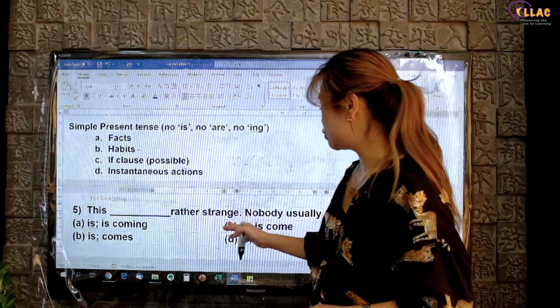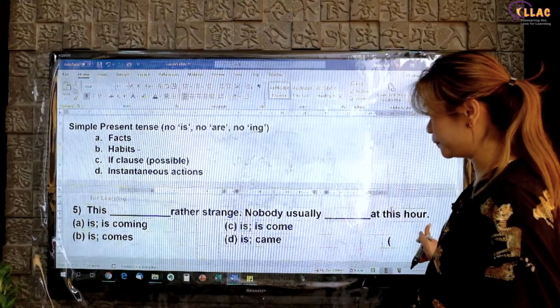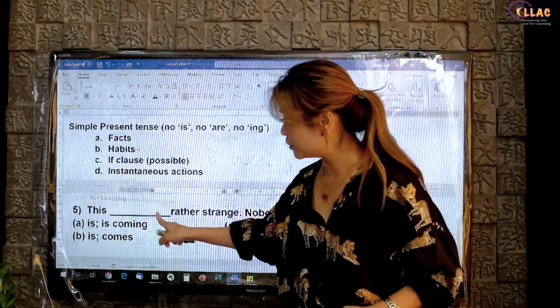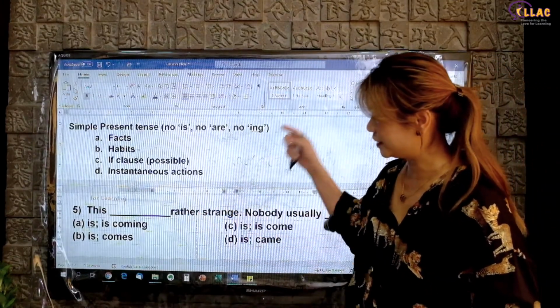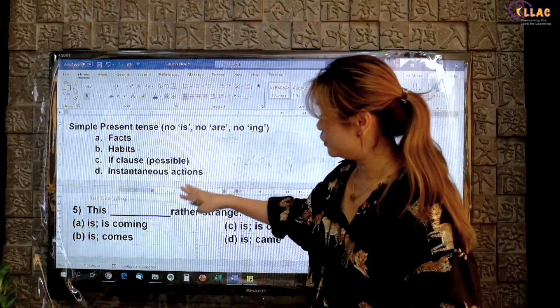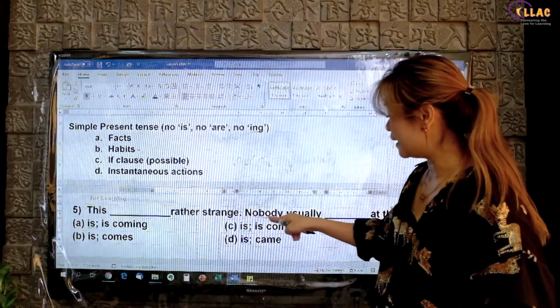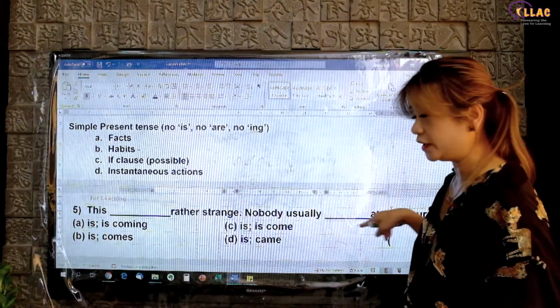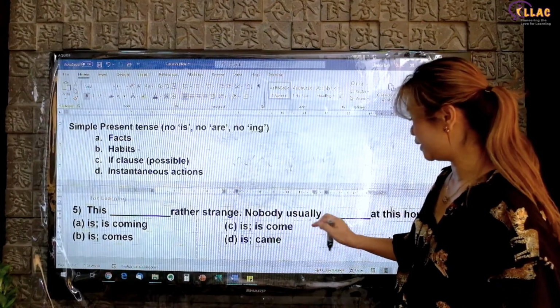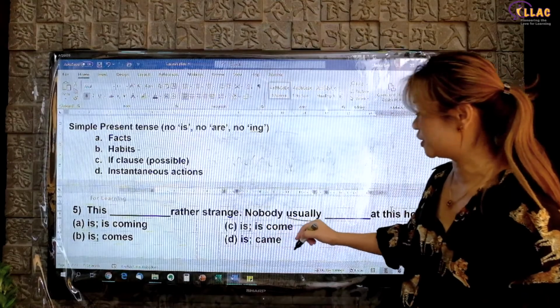This is rather strange. Nobody usually at this hour. Okay, so what is this over here? Rather strange. So it seems like it is an instantaneous action at this moment of time. And you can also say that this is maybe a fact, but we are looking at this sentence to give us the clue actually. Nobody usually is the habits over here. Adverb of time that suggests habit.